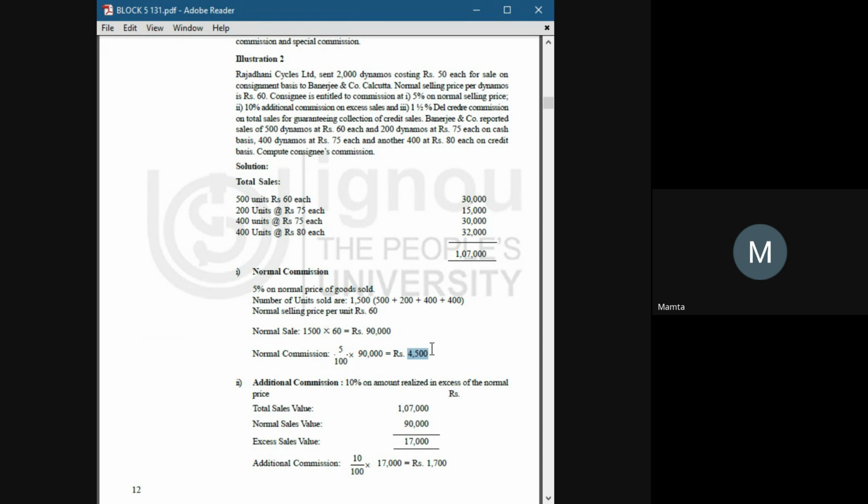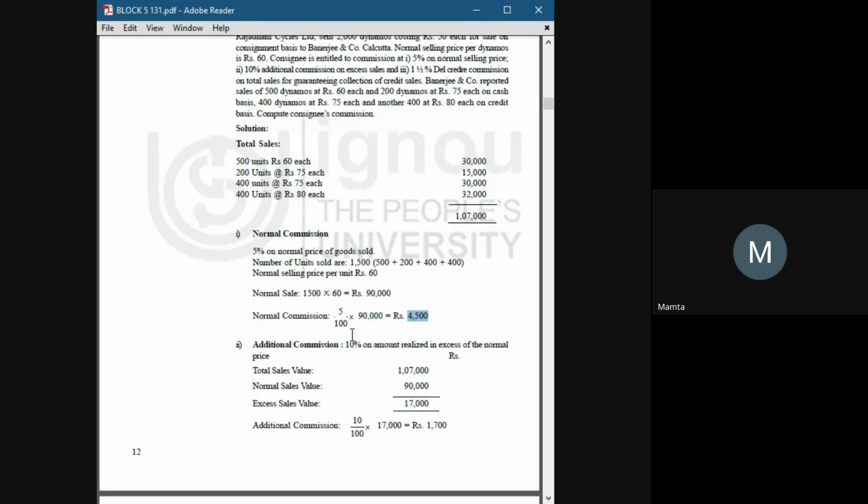4,500. Now the remaining amount. Additional commission 10% on amount realized in excess of the normal price. See here, the total sales value is 1,07,000. Normal sales value is 90,000. The remaining 17,000 has fetched an excess value. So we will put 10% commission on that excess sales value. So 10% of that 17,000 is 1,700.